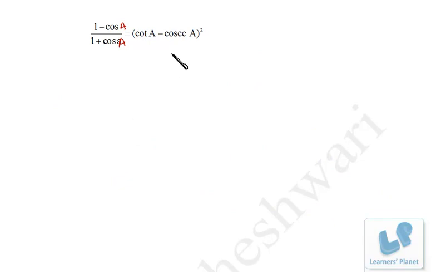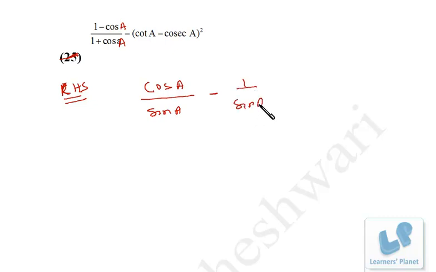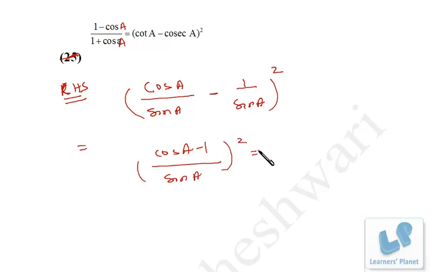Now let's see this problem. Here I would start from the right hand side, cot A minus cosec A whole square. A minus B whole square, I could open it, but instead I just convert cot and cosec to sin and cos, right? I start with the right hand side. Now cot A is cos A upon sin A minus 1 upon sin A, and this is whole square, right? So it's cos A minus 1 upon sin A whole square.